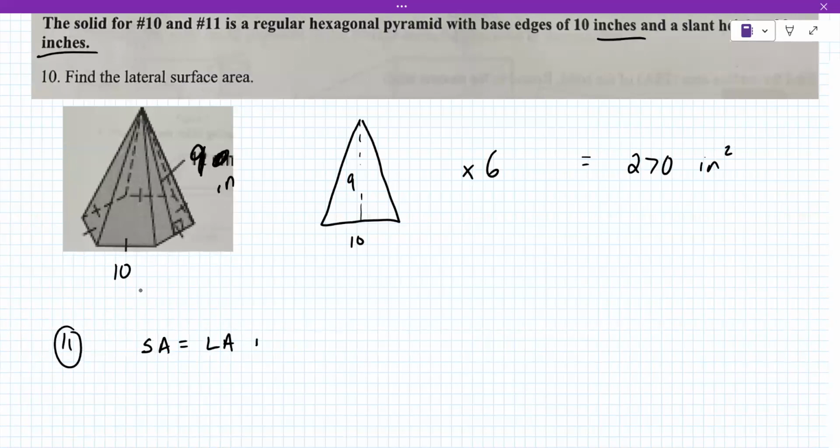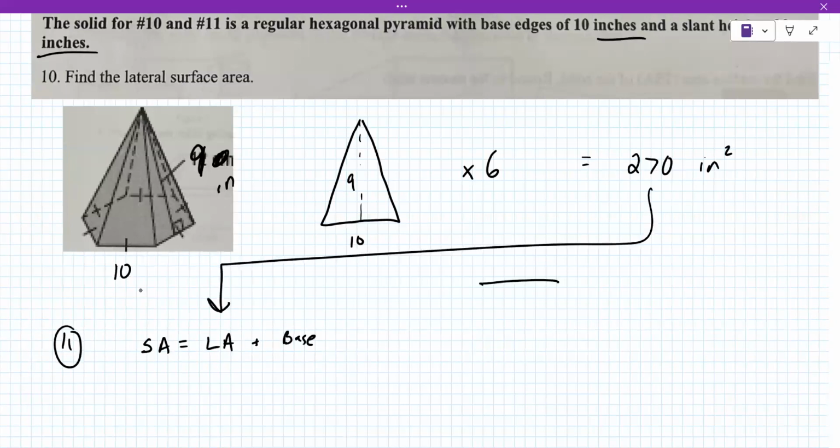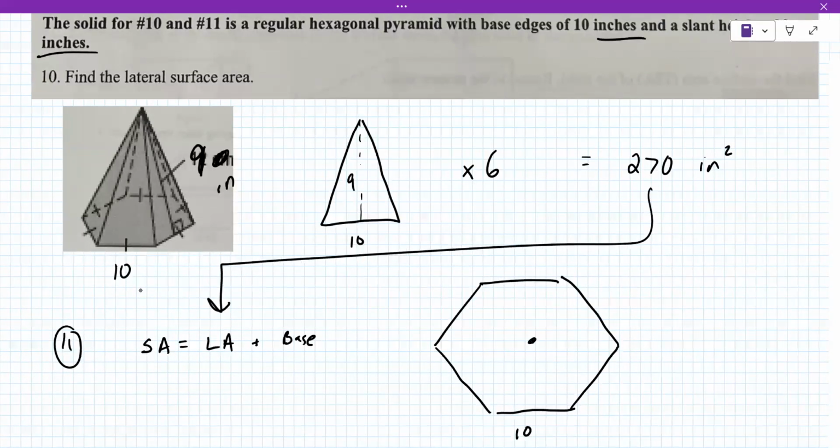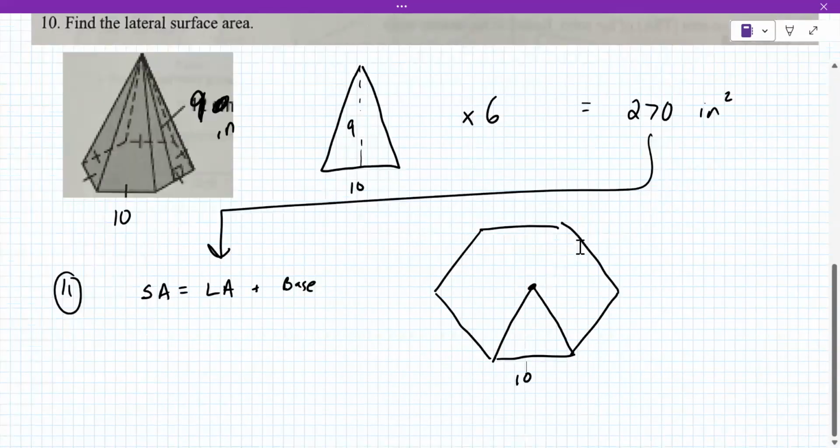It's the lateral area plus the area of the base. So you already have the lateral area. The base is a hexagon though. You know that one of the sides is 10. And if you recall, there are 6 equilateral triangles in a hexagon.